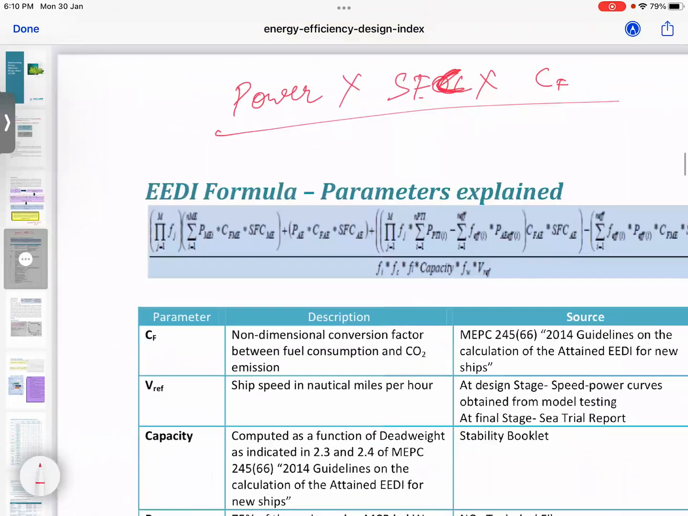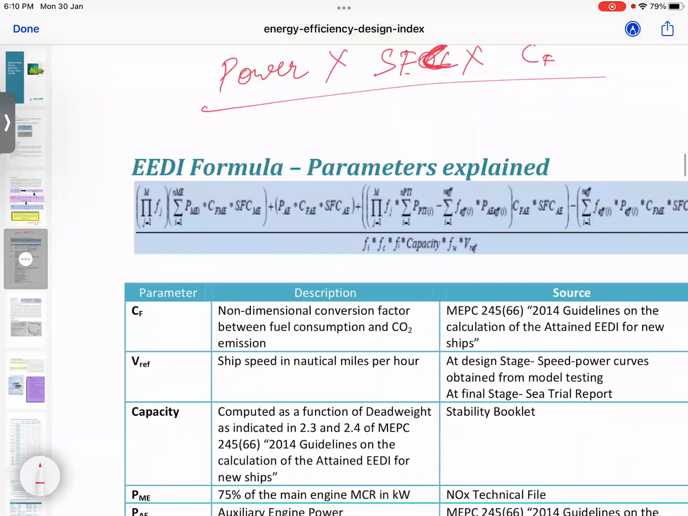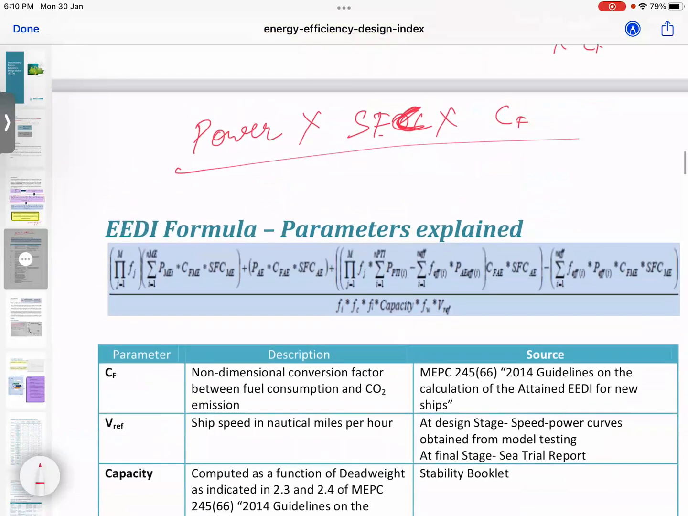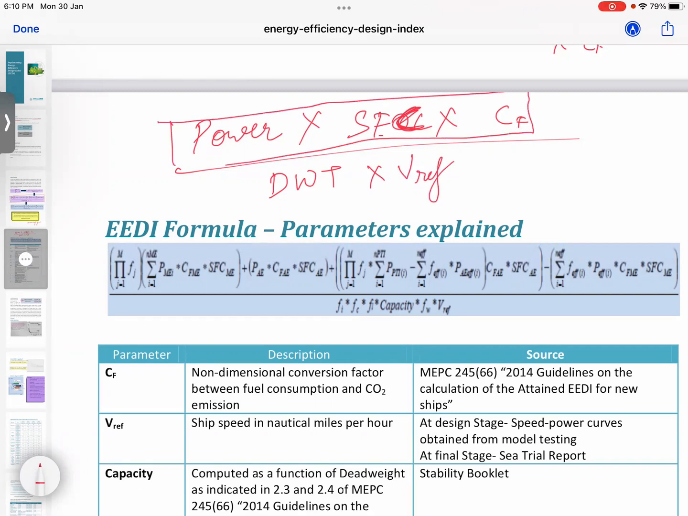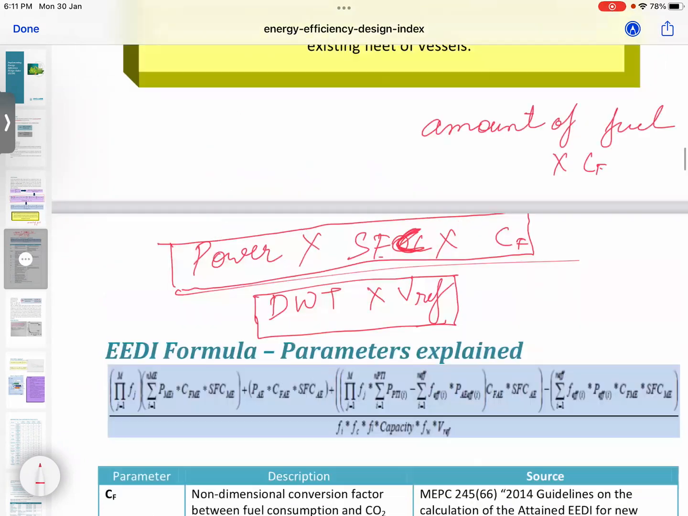That you will get divided by capacity. Capacity is generally taken as deadweight. Not always, let me tell you, not always. It is generally deadweight into the V reference. That is how, here you have the total carbon you have burned, and below, you know how much cargo you carried at what speed. So that is the transport work. So that is actually what you are doing over here, right?